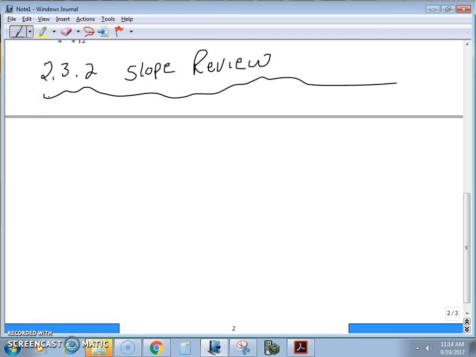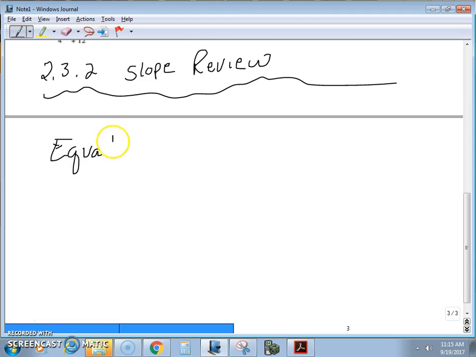Section 2.3.2, slope review. We're not going to use our packet. Since this is not brand new by any means, we just want to jot down some reminders. So there is an equation for slope. And slope is always m, I remember because of a mountain slope.